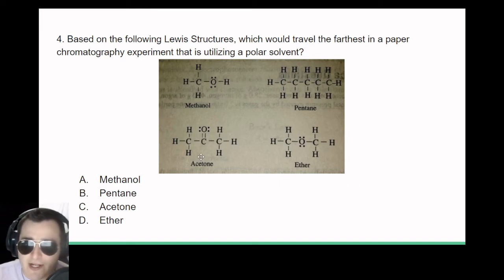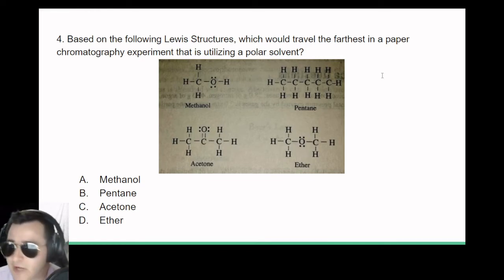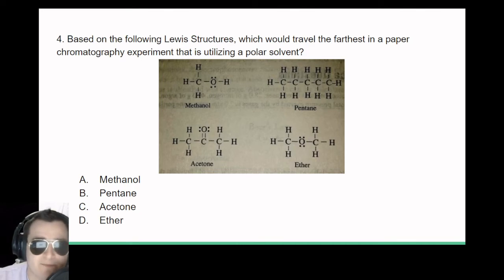Then we get acetone. It is polar, right? This oxygen is freely rotating around this central carbon. However, the thing that should stick out to us right away, if we're thinking polar solvent, just go ahead and substitute that with water. Which would travel the furthest in a paper chromatography experiment that is utilizing water? Water, chock full of hydrogen bonds. Methanol, I see this hydrogen bond right up here. The answer is A. That one should be a pretty quick one. Our eyes should catch on to that pretty quickly when we get into test-taking shape.